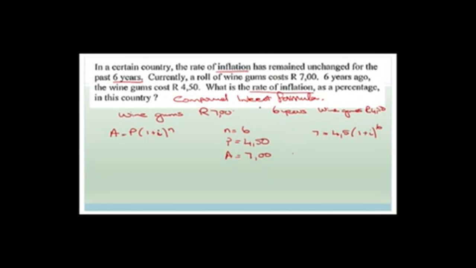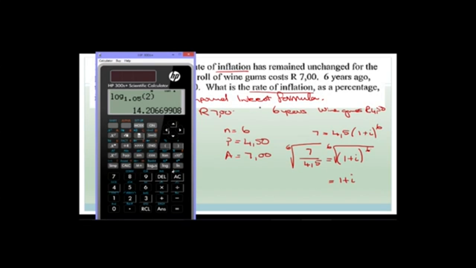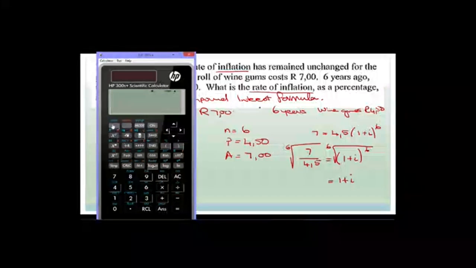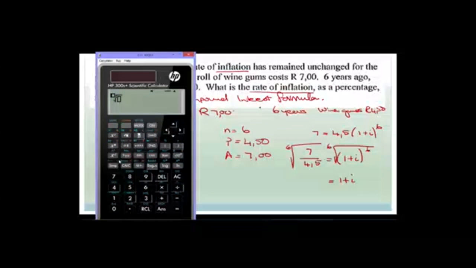Okay, so do you agree, therefore I can say 7 divided by 4.5 is equal to 1 plus i to the 6. So to find the 1 plus i, do you agree I can find the 6th root of both sides? So that's what we're going to do now. We're going to go 1 plus i is equal to the 6th root of this. So we're going to clear this and we're going to go shift 6th root. That's a cube root. Let's try again.